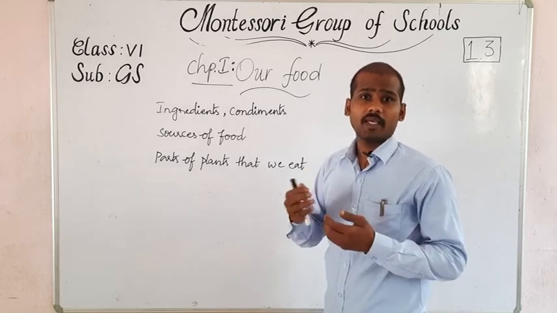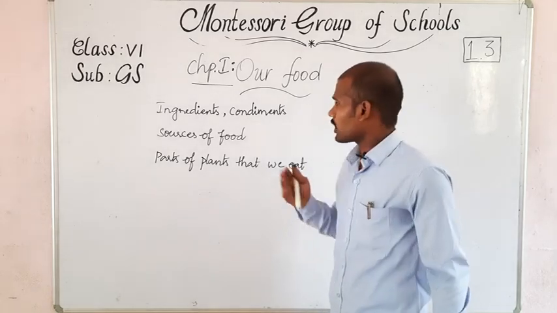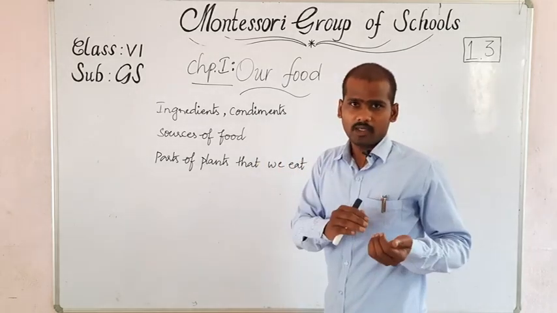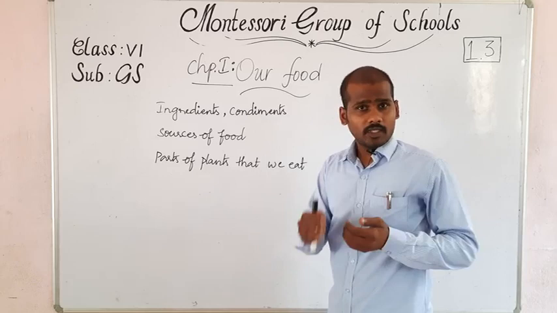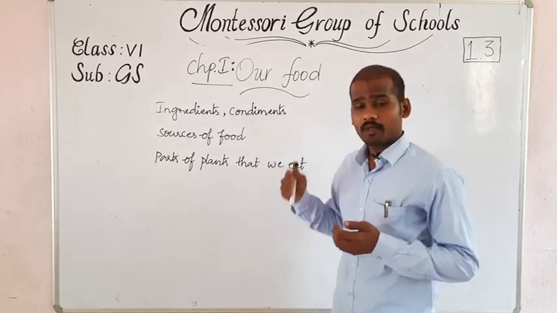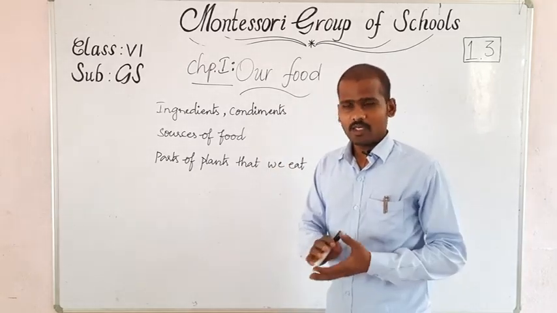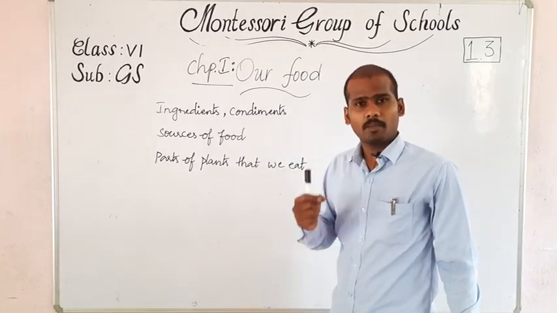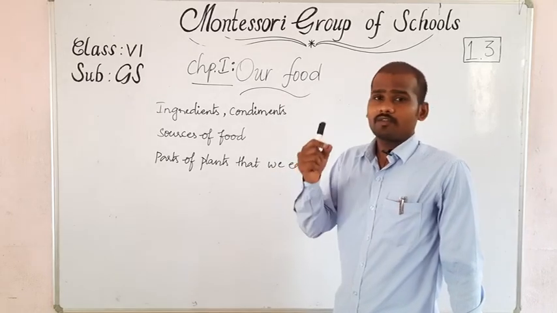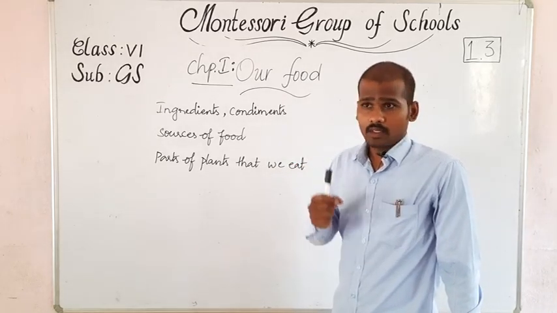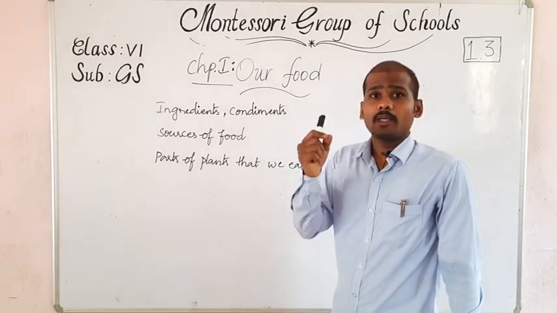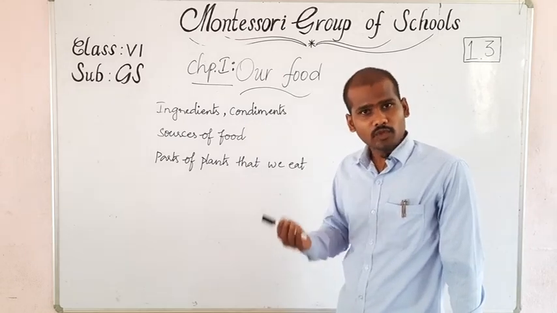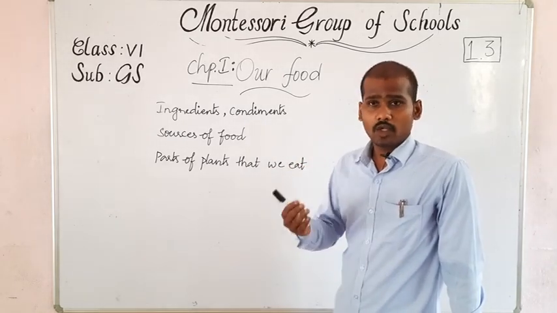And also like baking soda. Baking soda also is not obtained from animals or plants. It is derived separately. Okay, so like that there are some materials which are neither obtained from animal nor from plant. But most of the food materials are obtained from plants only. And from animals we get eggs, we get milk, and also we get meat. And from plants we get seeds, fruits, and leaves, and also stem.